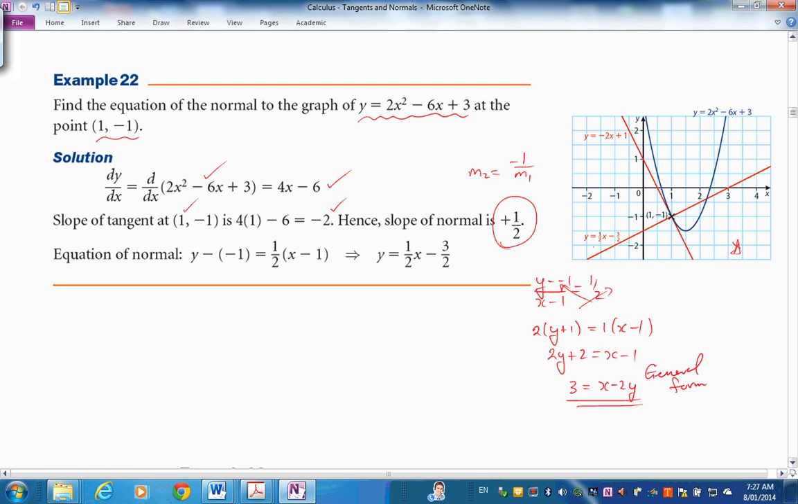Our normal is y equals a half x plus 3/2. Our tangent would have been y equals negative 2x plus 1. We weren't actually asked to find that one.